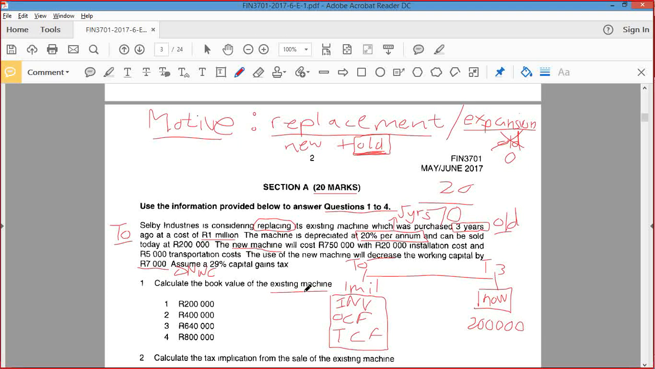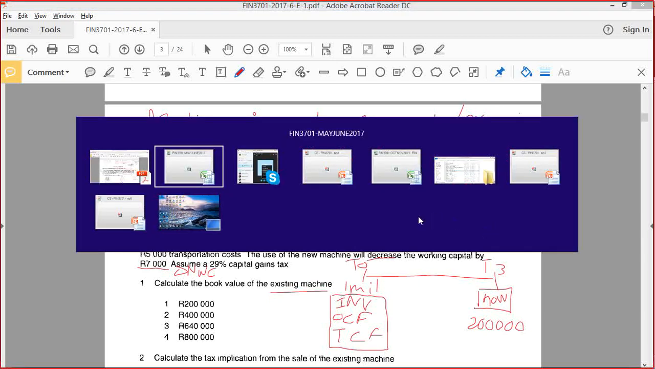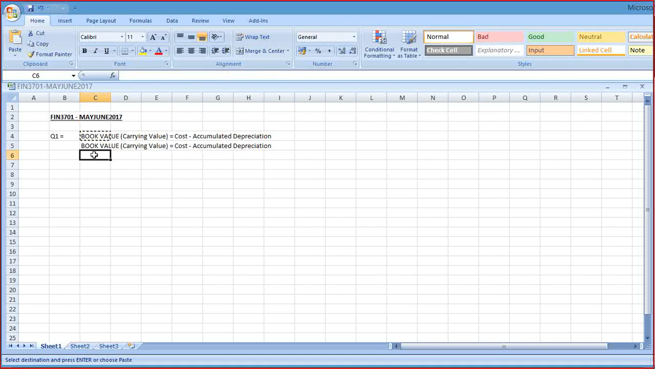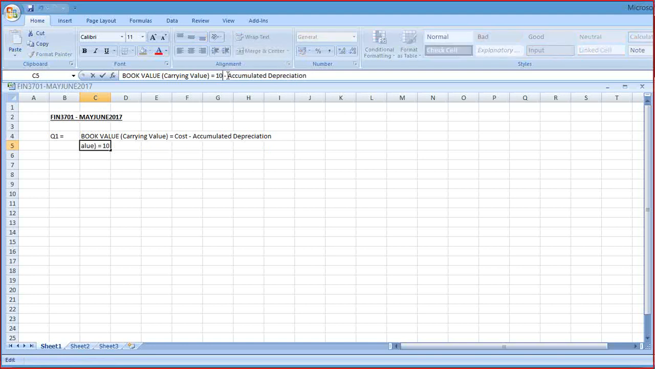Okay, so existing machine, obviously we've got a cost of $1 million, and we're depreciating it 20% per annum, and it's a 3-year-old asset. So in terms of accumulated depreciation, you're going to have the cost of $1 million less depreciation for 3 years, which would be 3 times the 20% per annum times the 1 million.